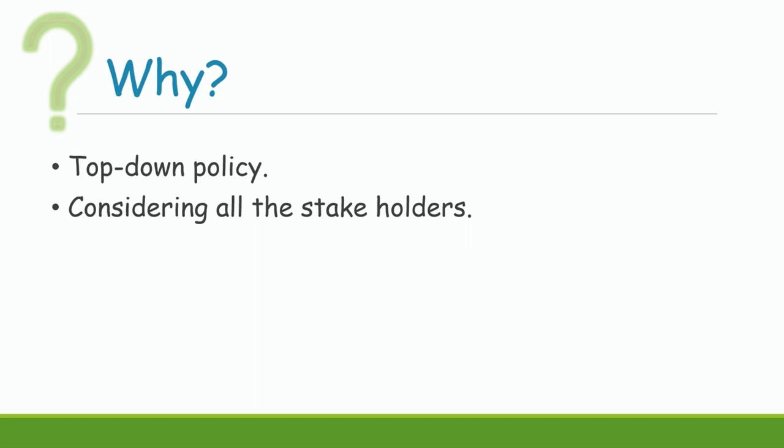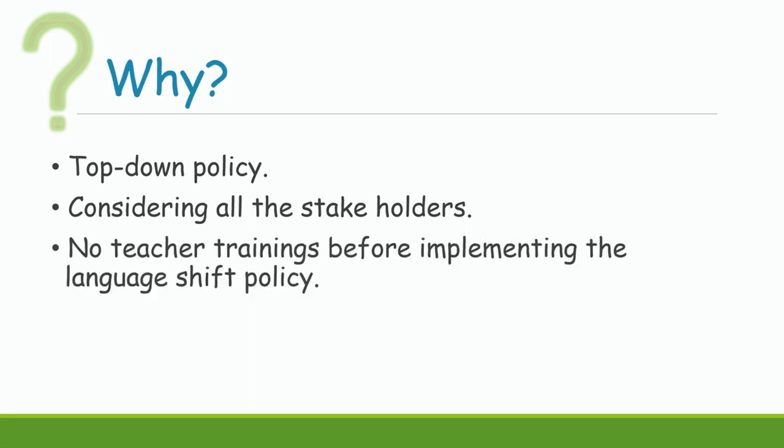The policy was a top-down policy. When it was being designed, it did not consider all the stakeholders. And when it was implemented, no teacher training was provided to the teachers. So the teachers who were going to teach in English had themselves studied in Urdu, and they were facing so many problems because of this major shift in language. So it resulted in resistance from the teachers.